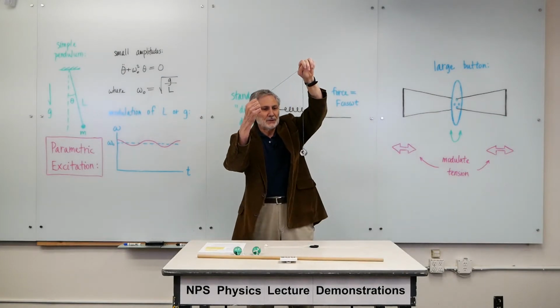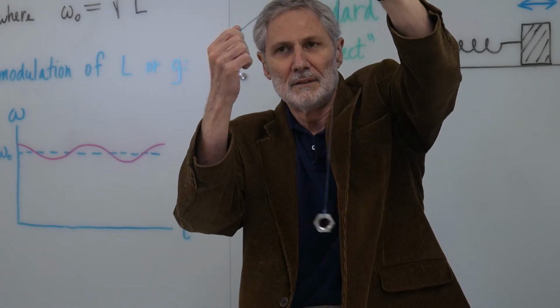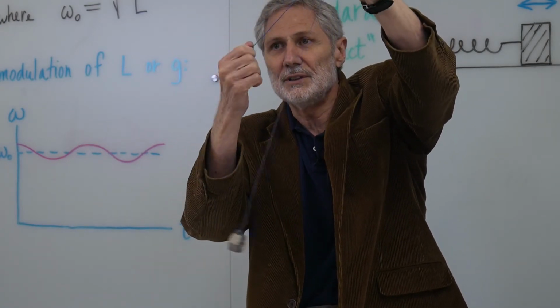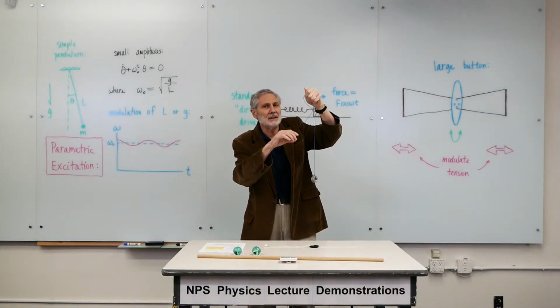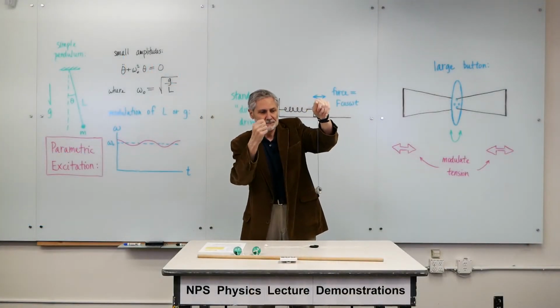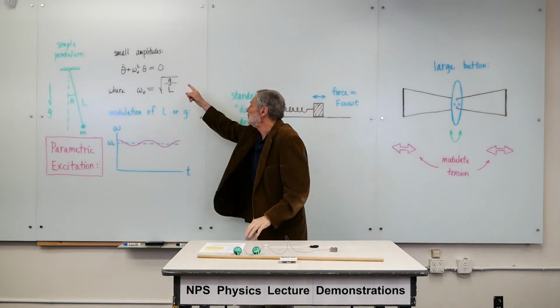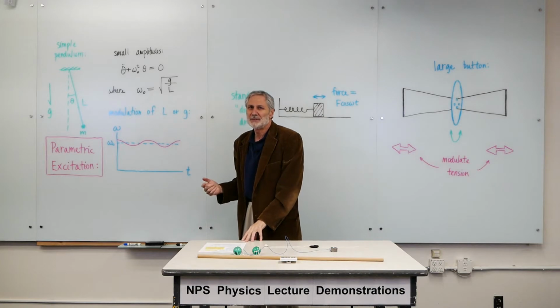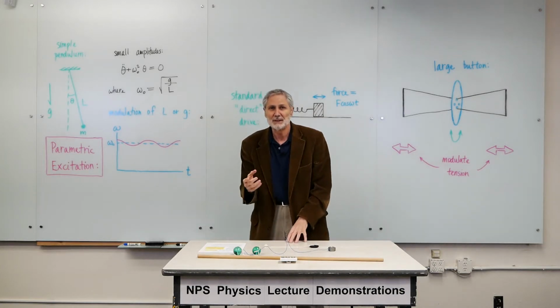Okay, here's a simple pendulum. I'm now going to length modulate it. And you can see that I'm feeding energy into the oscillator. So the modulation here is I'm oscillating the length about its average value. What about modulating g? Well, you might think that would be very difficult, but it's actually easier than modulating the length. Let me explain that.